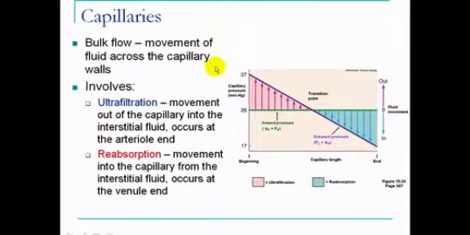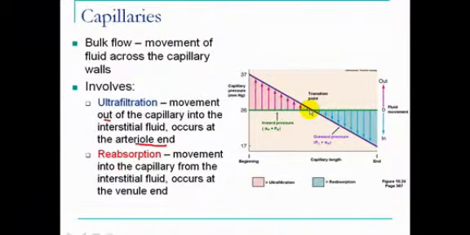The movement of fluid across a capillary is called bulk flow, and it involves two processes, ultrafiltration and reabsorption. Ultrafiltration is when fluid moves out of the capillary and into the interstitial fluid. So ultrafiltration, where are you going to have fluid moving out of the blood vessel? That's going to be at the arterial end. So you have fluid that moves into the interstitial fluid. And this is what this chart is showing. It's showing that at the arterial end, you have ultrafiltration here, fluid moving out.